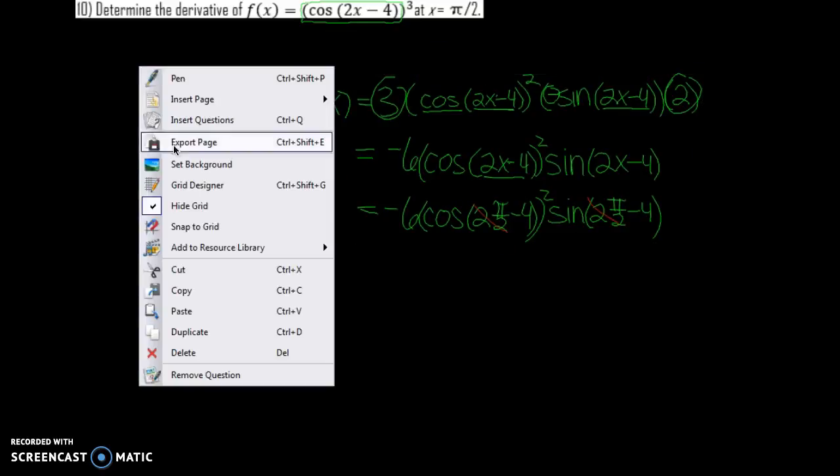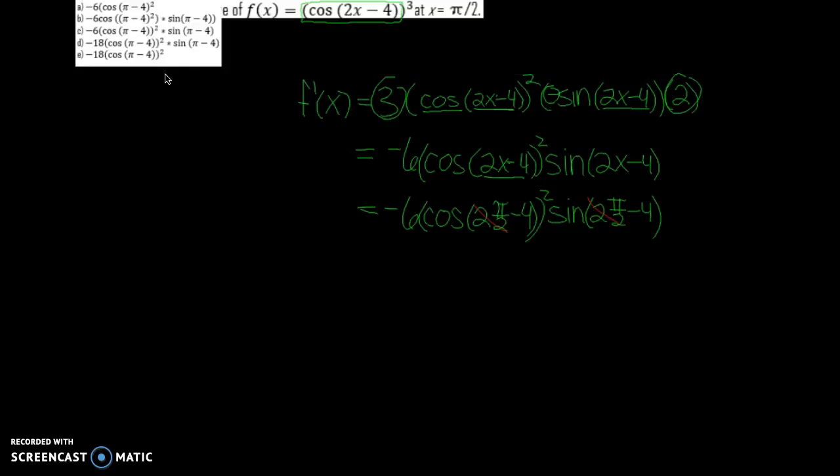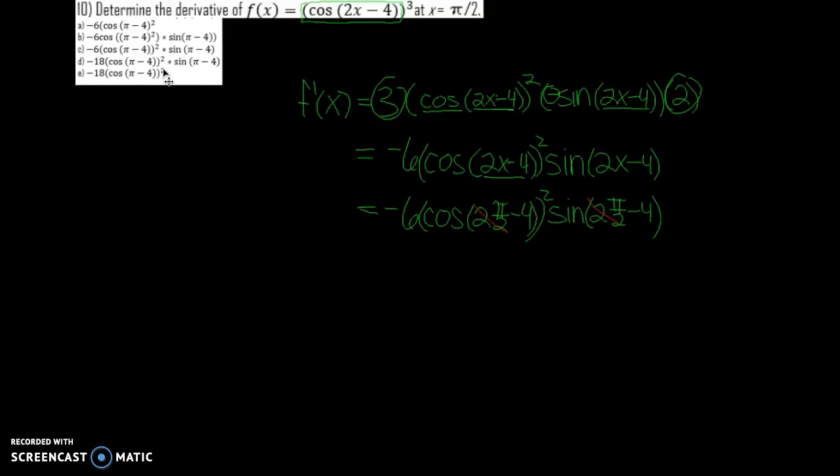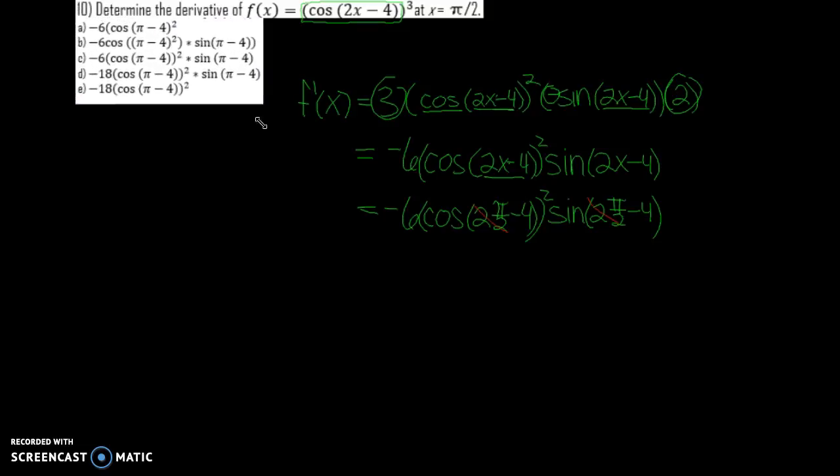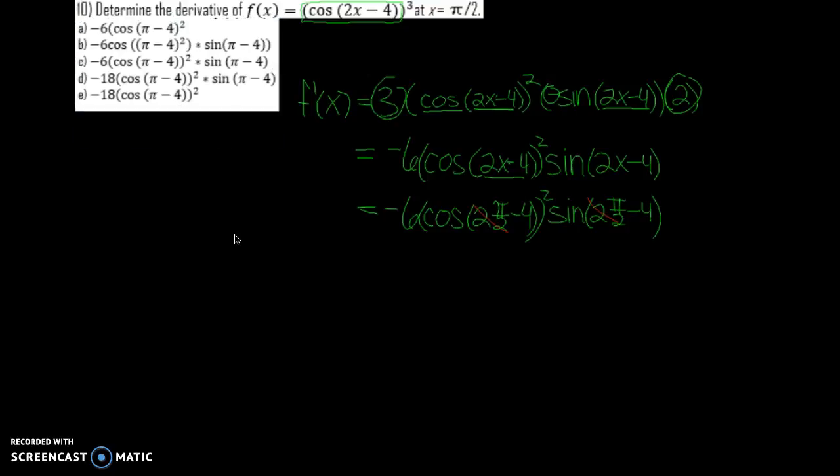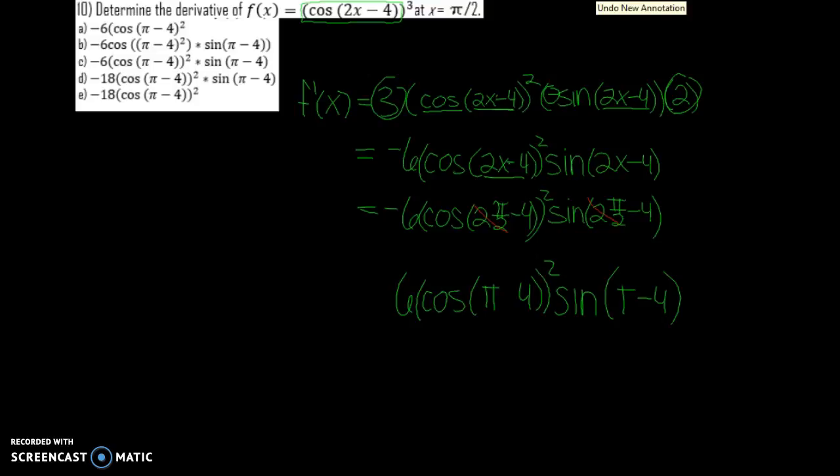Those are our answer choices right there. So that's what we have to choose from. And cleaning it up, we have this right here. Now, be careful because these two are two different things. Okay. If we have this, we're only squaring this portion, pi minus 4. But we're not. We're squaring the whole thing, and that changes the whole answer.